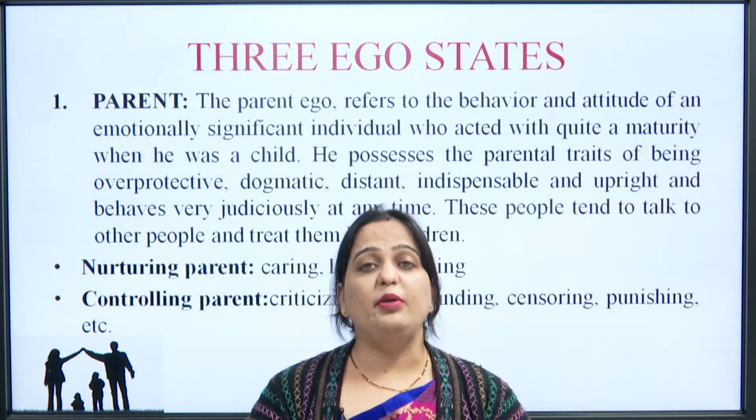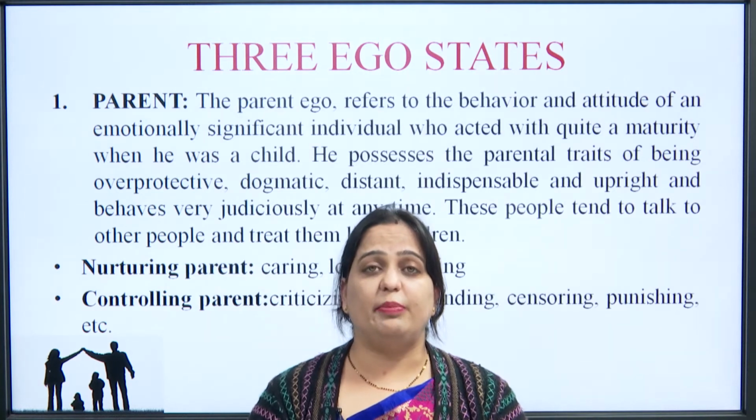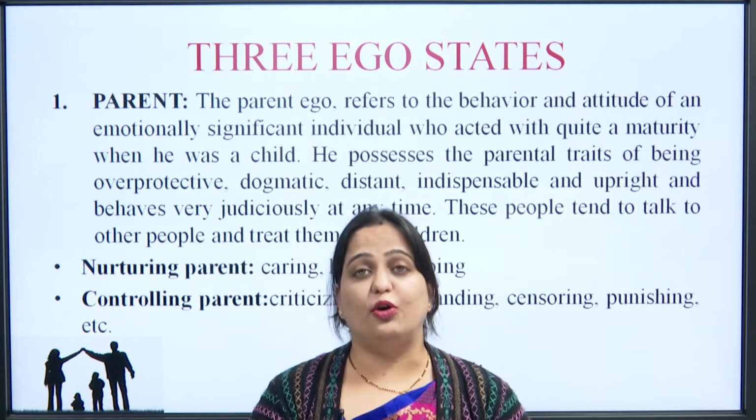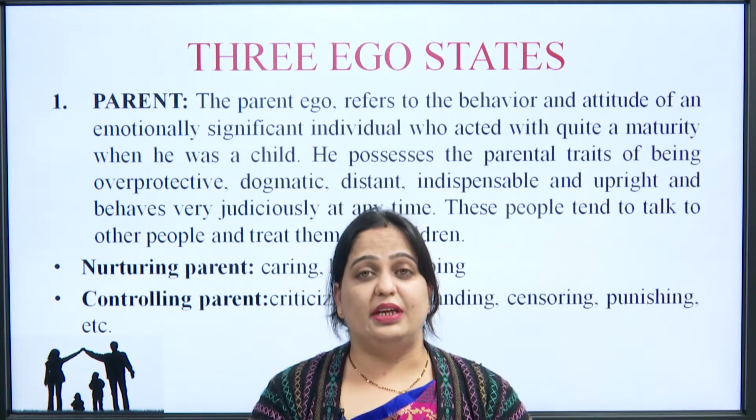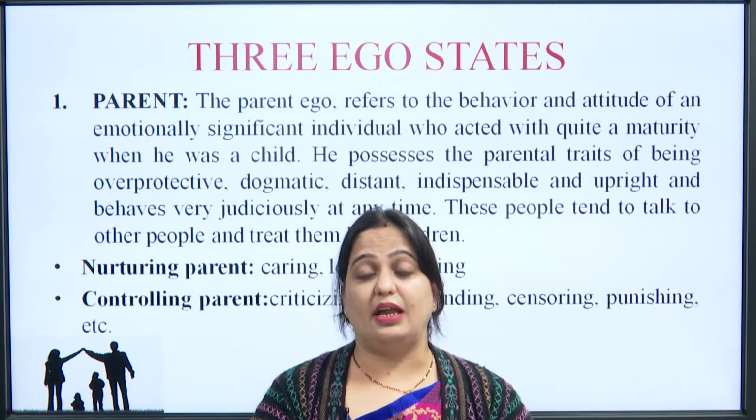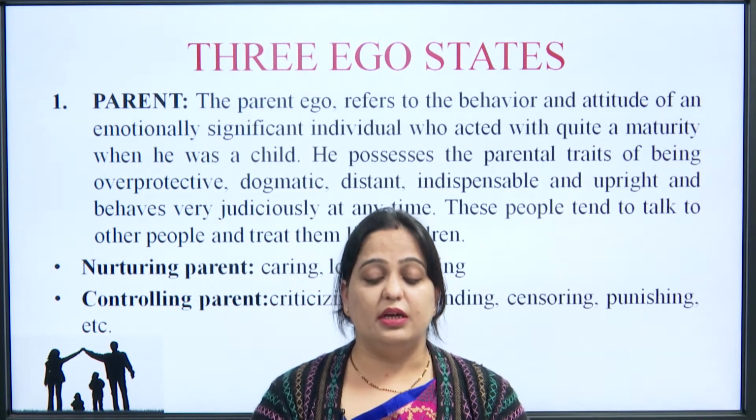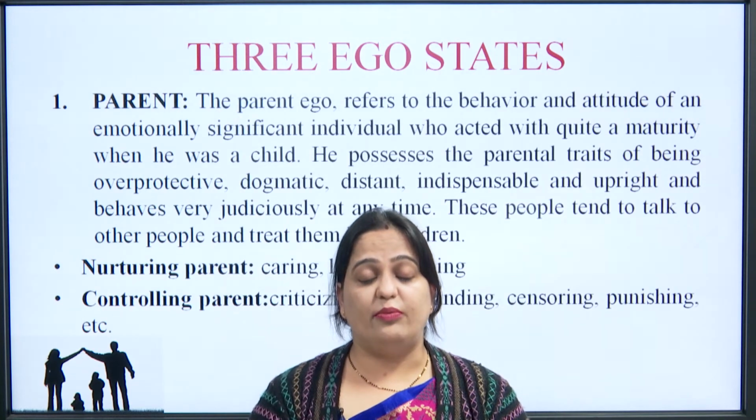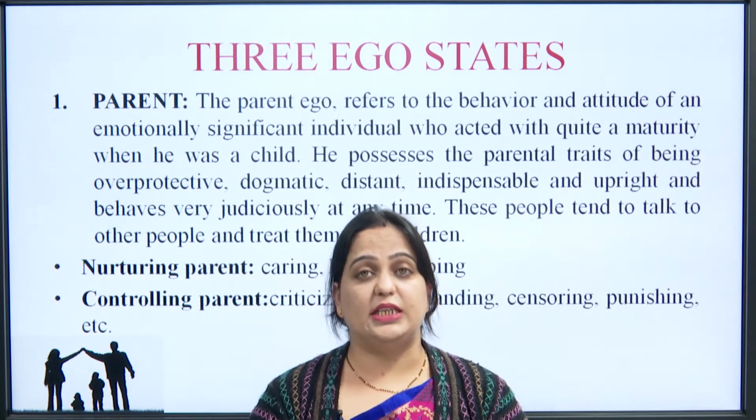He always wants to be overprotective, very caring, very indispensable, very upright, and sometimes he can be very judicious at times. Now in the parent ego state, we have 2 categories. The first is the nurturing parent and the second is the controlling parent. Your parents sometimes behave very controlling, like you don't do these things, you don't do that, and sometimes the parents are in a nurturing attitude. This is the same in the ego states. In the nurturing parent, they behave very caring, very loving and very helping, whereas in the controlling parent, they are criticizing, reprimanding, censoring, punishing, etc.